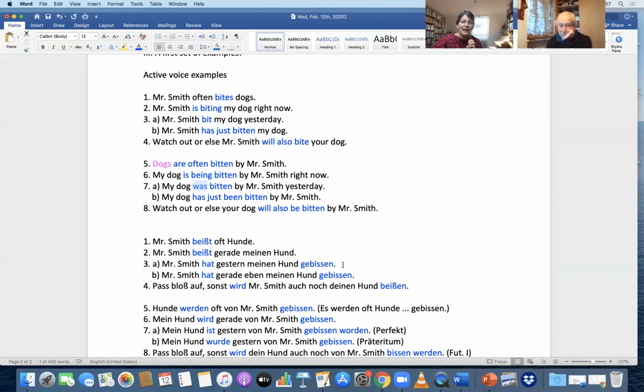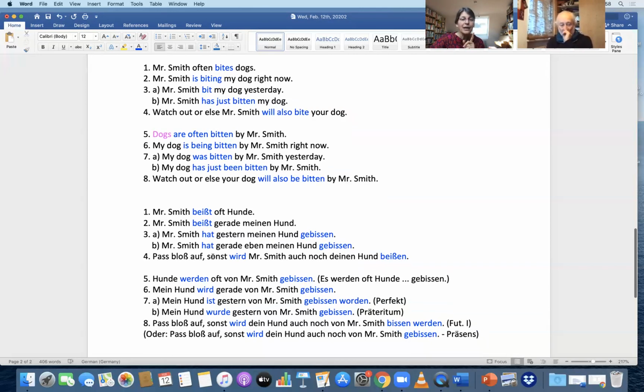Yeah, of course, I can just for purposes say, biss meinen Hund gestern. I would never say that, but just so you know, it would be bissen. Now, and then we have Mr. Smith has just bitten my dog. Now it's lovely in both languages. Mr. Smith hat gerade eben meinen Hund gebissen. So, hat gebissen, has bitten. So you see the construction of tenses is very similar in English and German, except of course that English always builds its present perfect with a form of to have, and German doesn't, which is the story of another day.